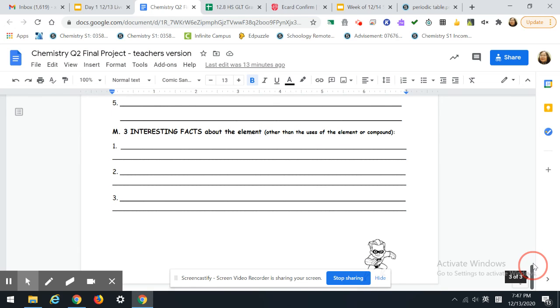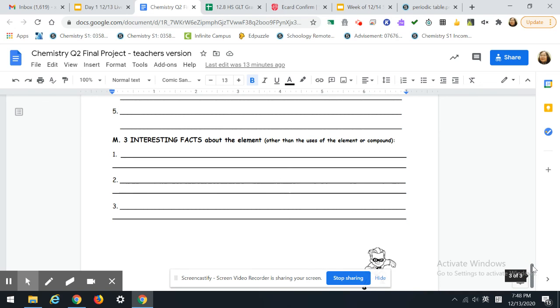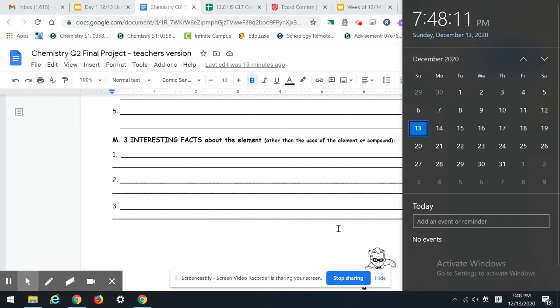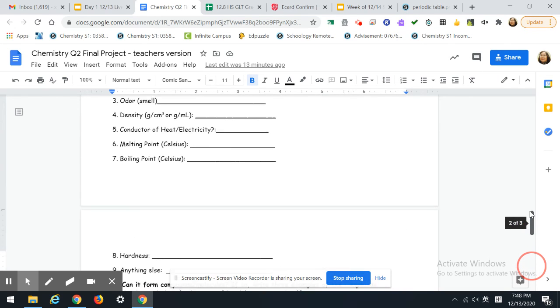Have fun with it, and please turn it in on or before this Thursday, which is the last day of school. December 17th will be our last day. Please make sure you get it done by the 17th.